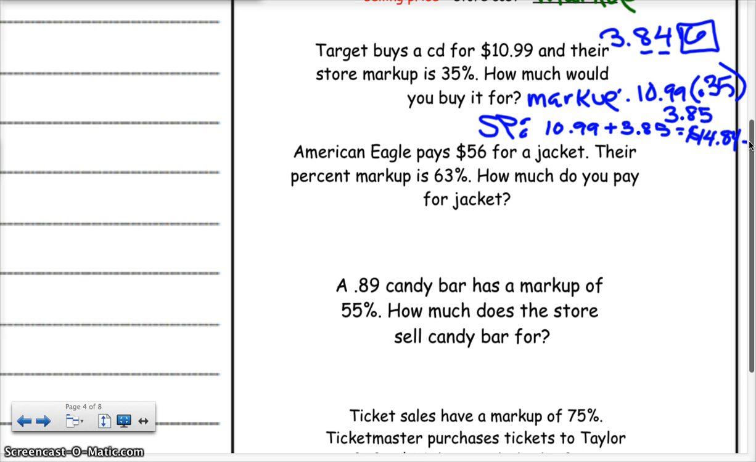Especially on Christmas season. American Eagle pays $56 for a jacket. That's their cost. Their company markup for outerwear is 63%. How much are you going to pay for the jacket? So again, I keep the same organization. I need to know how much they are marking it up. So markup is the $56 times my markup percent, 0.63, right? So 56 times 0.63 is 35.28.